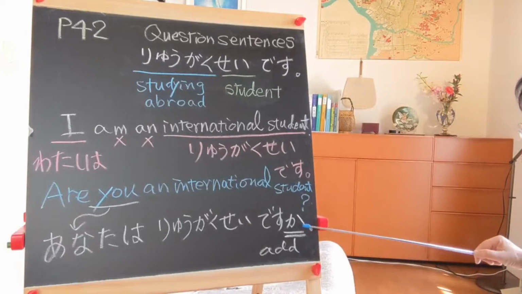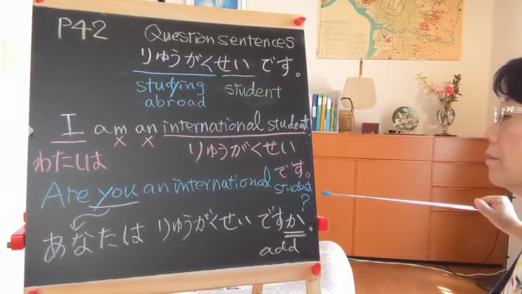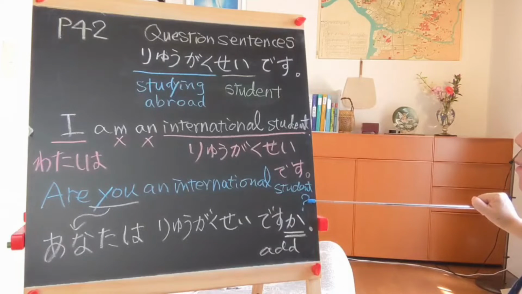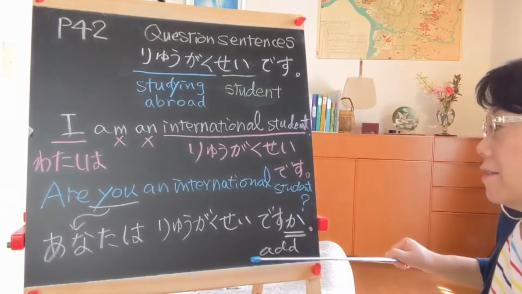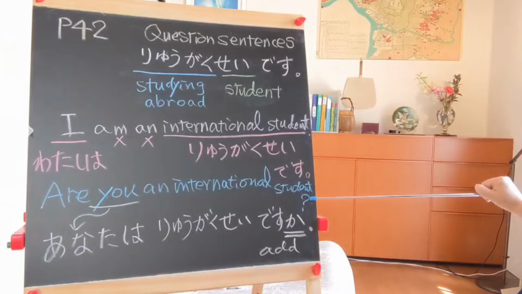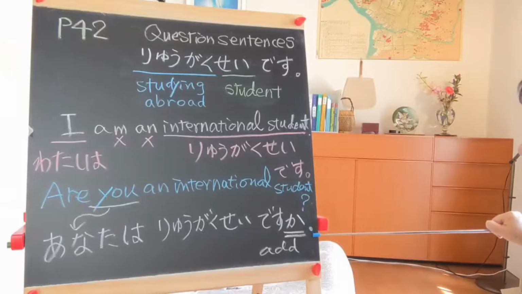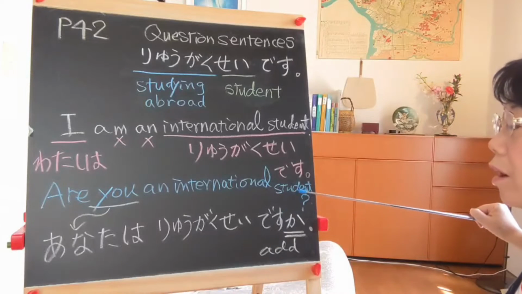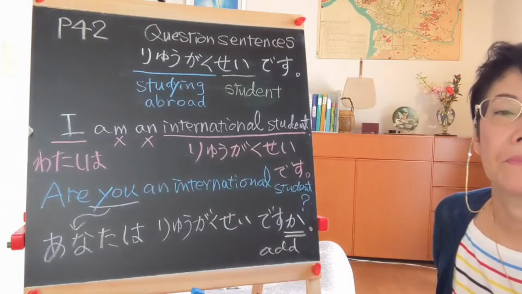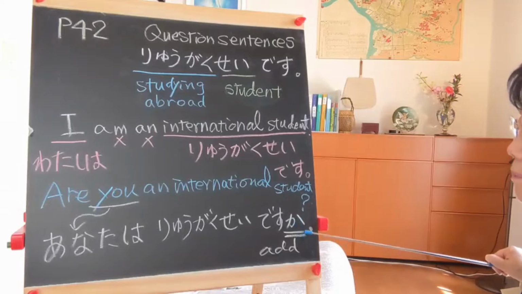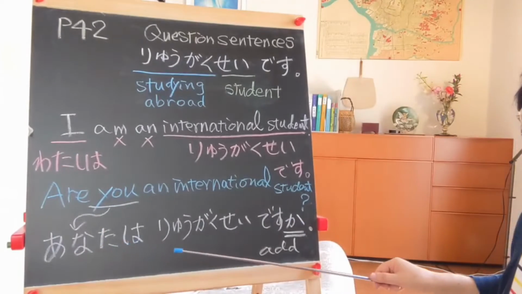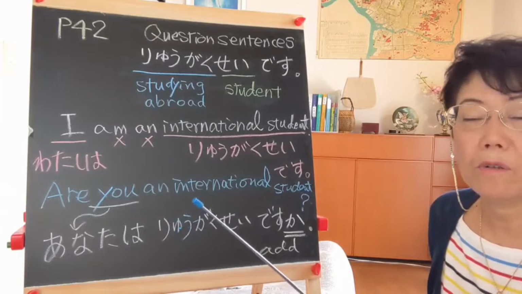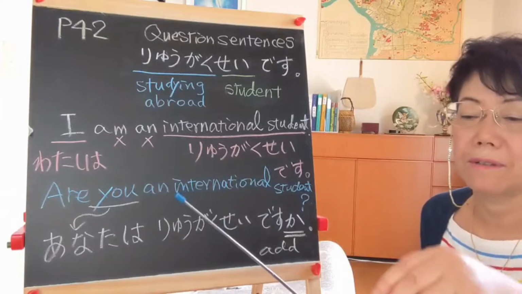So it's very easy. So we don't have a question mark. A question mark came from overseas, from European languages. So our original ending is this maru, period, but nowadays we often use this question mark after this ka. Okay, so あなたは留学生ですか is I am asking if you are an international student or not.